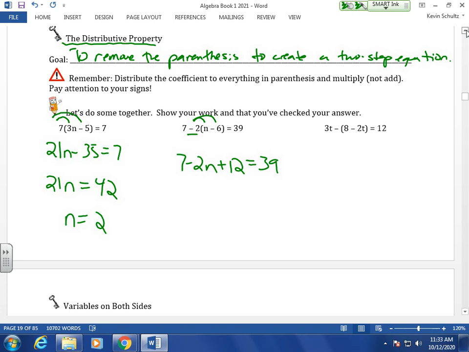We're not at a two-step equation though. We've got some like terms we can combine. 7 and positive 12, both constants. Negative 2n plus 19 equals 39. Subtract 19 from both sides. Negative 2n equals 20. Divide both sides by negative 2, and n equals negative 10. Okay.